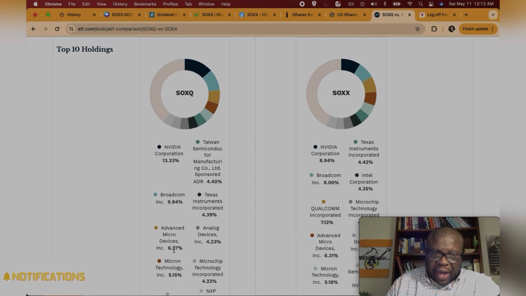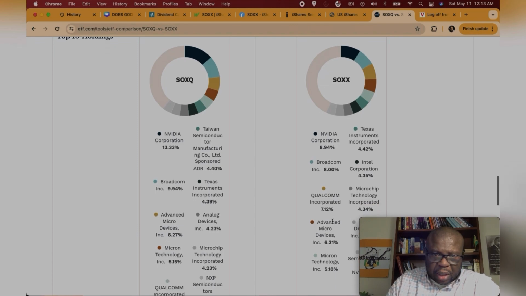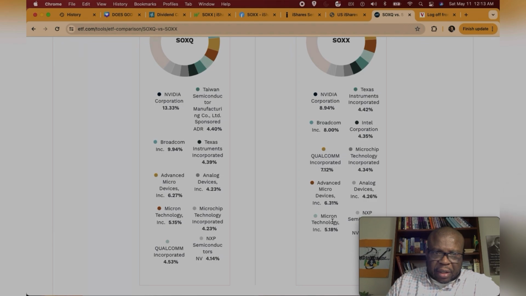They have Advanced Micro Devices as number 3 at 6.27%, and Advanced Micro Devices is at 6.3% in SOX, so that's the number 4 holding. Qualcomm is the number 3 holding in SOX at 7.12, and Qualcomm is about the 5th holding in SOXQ. So they're very similar. Taiwan Semiconductor, 4.4 in SOXQ.